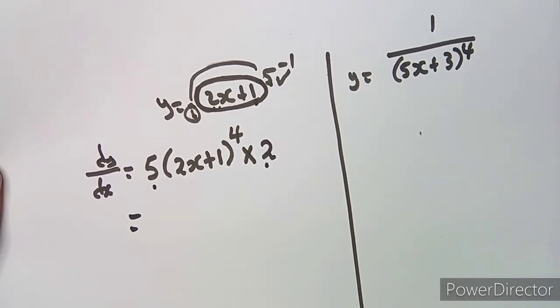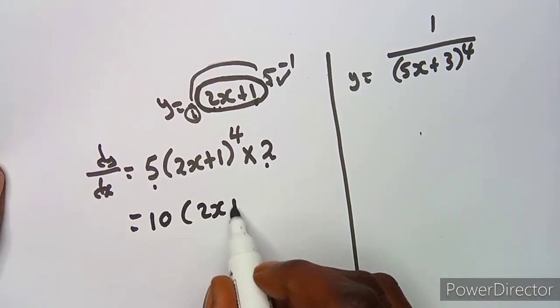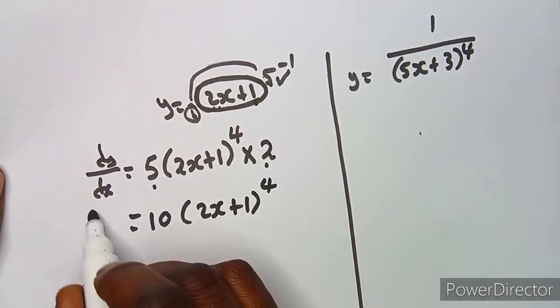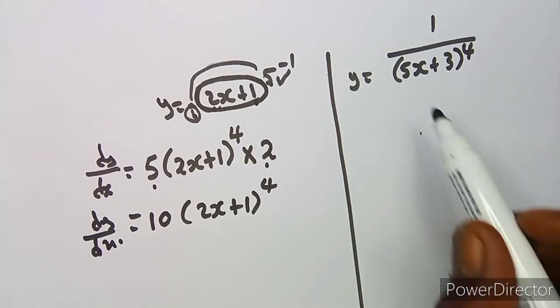So I can actually multiply these two. 2 times 5, because these numbers are outside of the bracket, so it's going to be 10 into (2x plus 1) to the exponent of 4. So this is my dy/dx. So like I said, there are different types of expressions like this one.